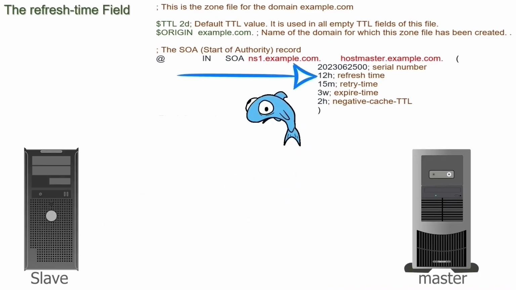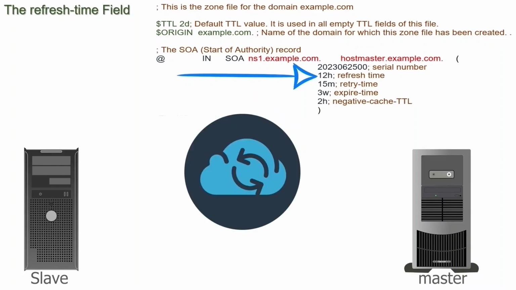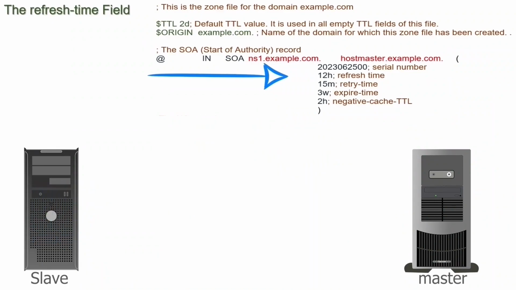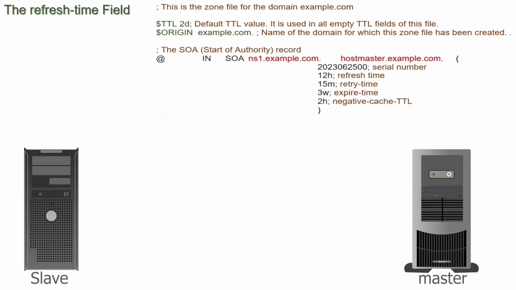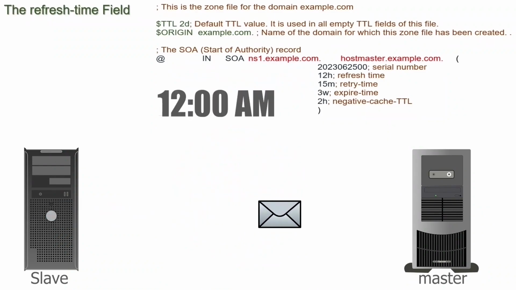The refresh time field sets the refresh time. The slave name server uses this time to determine how quickly it should check the master name server for an update. In this zone file, this time is set to 12 hours. Because of this, the slave name server checks for an update every 12 hours. If it gets an update, it asks for the next update after 12 hours. For example, the slave name server tries to reach the master name server at 12 a.m. If it connects, it will try again at 12 p.m. But if it fails, it will try again after the retry time.